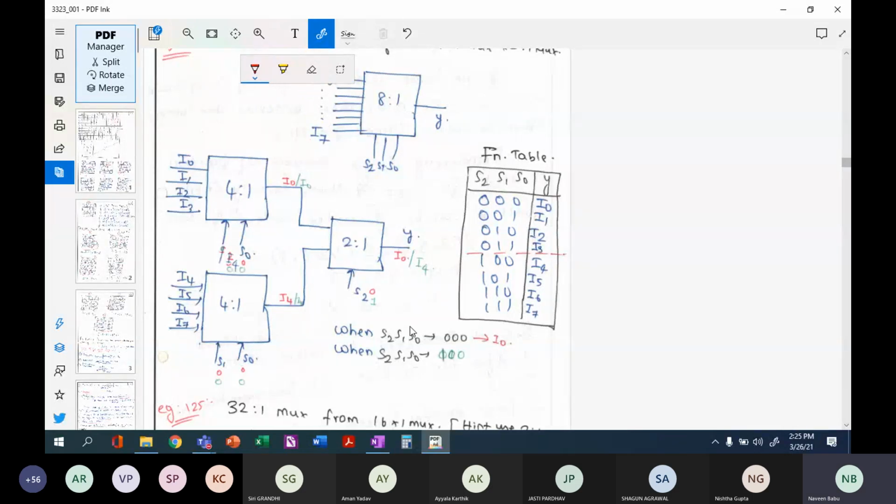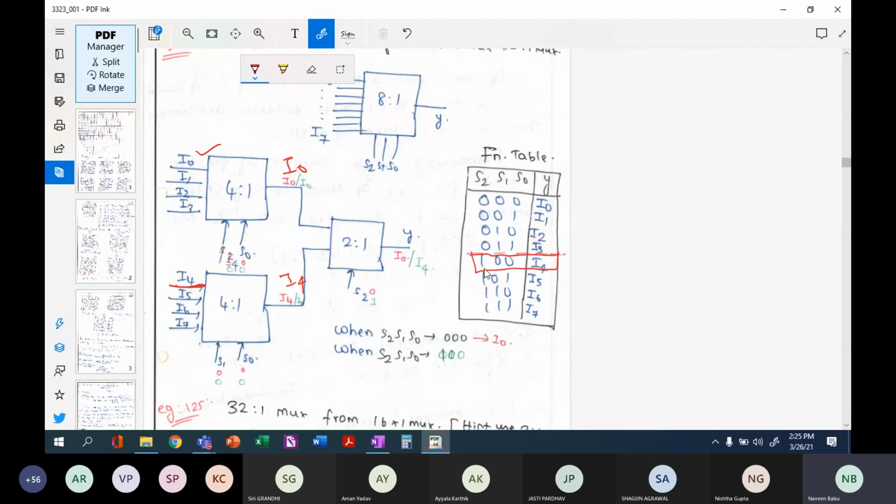Okay, I'll take another example that is written here. Say my select line is 100. Okay, my select line now, I want to select this one, 100. So S1 and S0 correspond to 00, right? So 00 means across the output of the first 4 plus 1 multiplexer, I will have I0 available here. I0 is available. Across this, the first input is I4, so I4 is available.